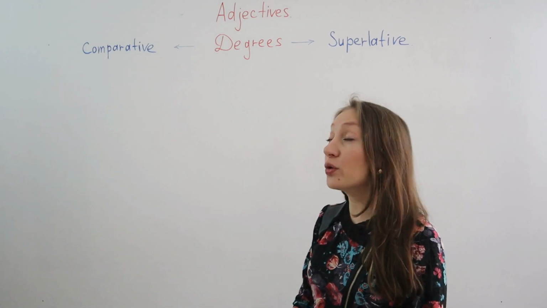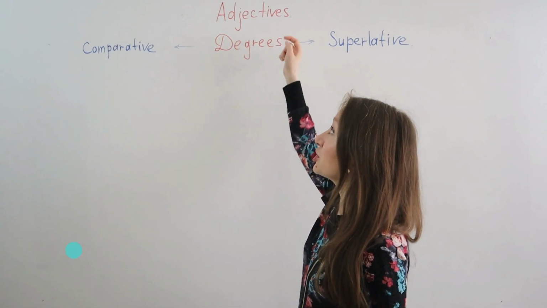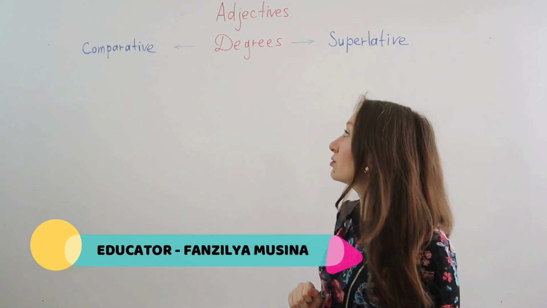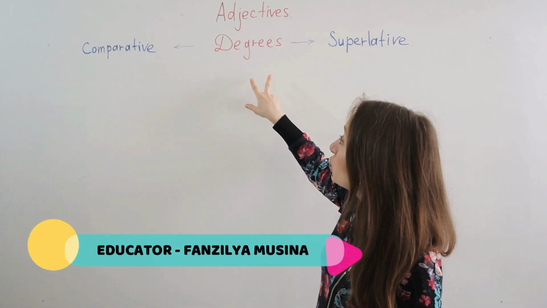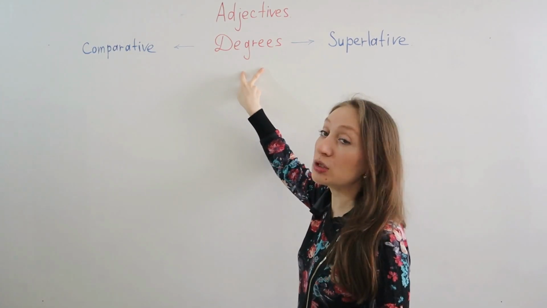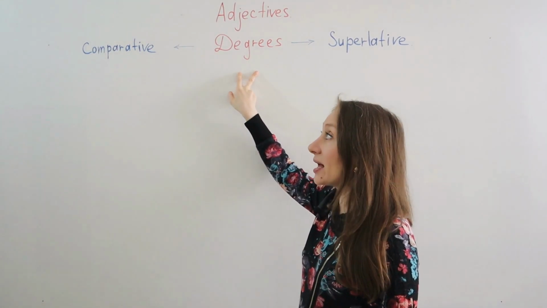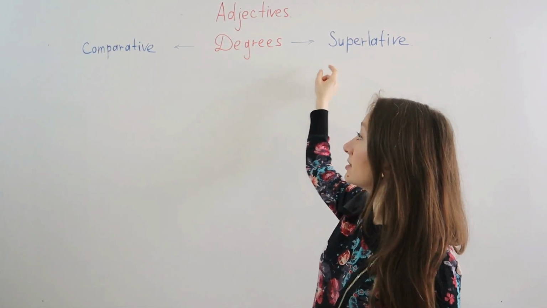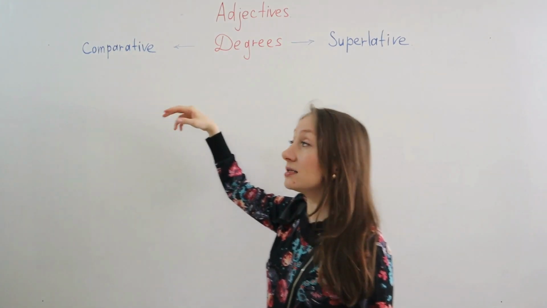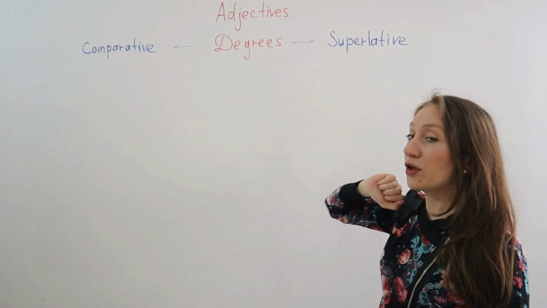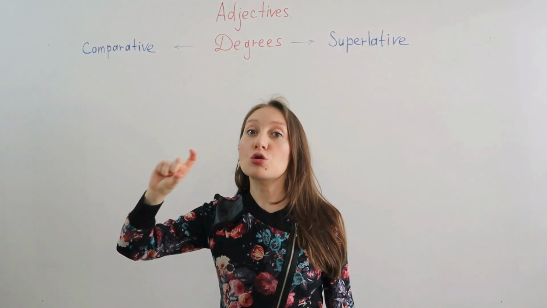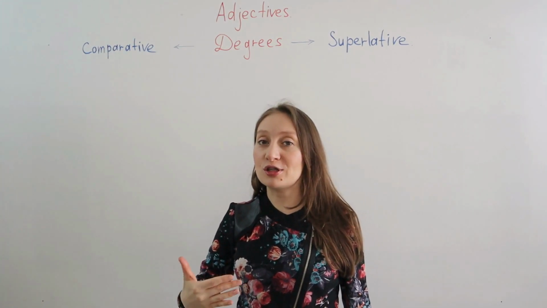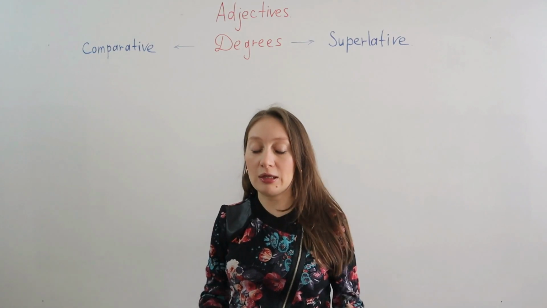So today we are going to talk about adjectives. All of you know what adjective means, right? So we will talk about the degrees of adjectives. As you can see from the board, there are two types of degrees: comparative and superlative. First, I will write the structure and then I will give examples so you'll understand better how to make it.